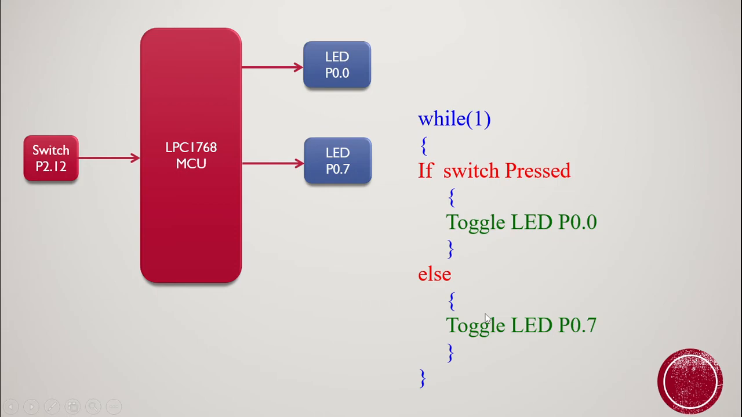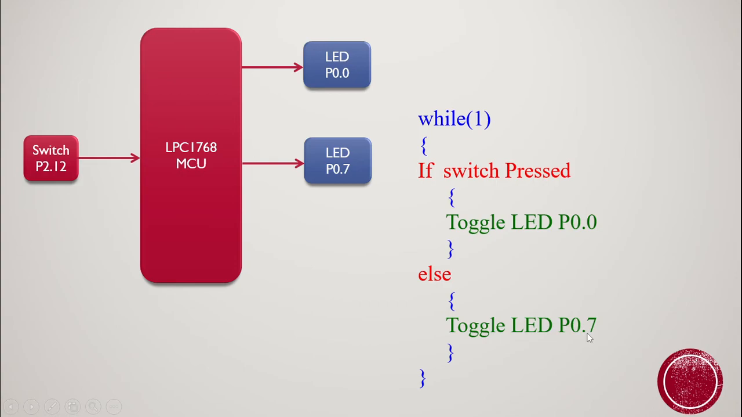Second part, now you can see, same code but with a slight change. Now I will consider two LEDs. Let us assume I have totally 8 LEDs which are connected from P0.0 to P0.7, and whenever the switch is pressed, toggle P0.0. If the switch is not pressed, you need to toggle P0.7.